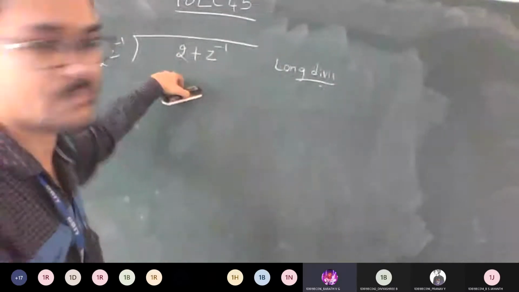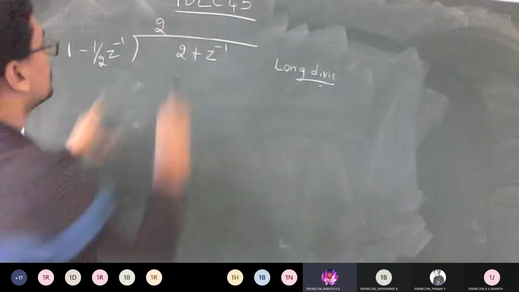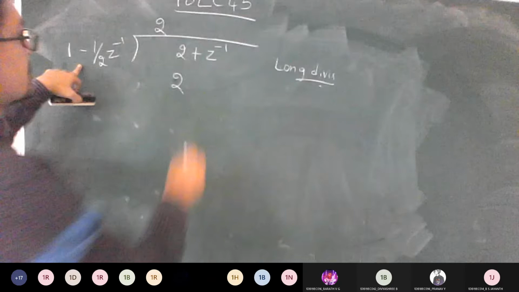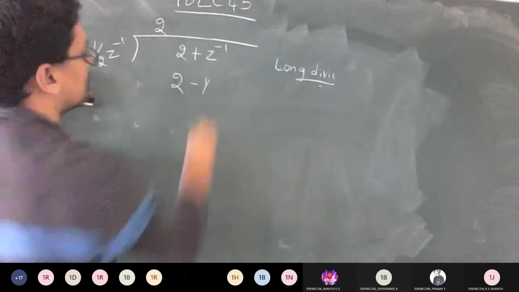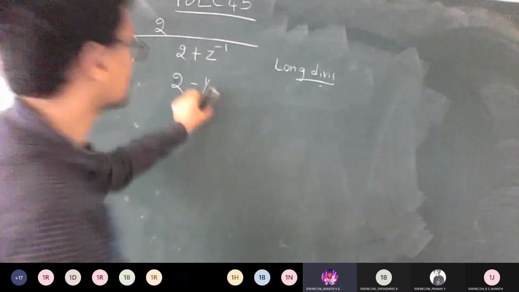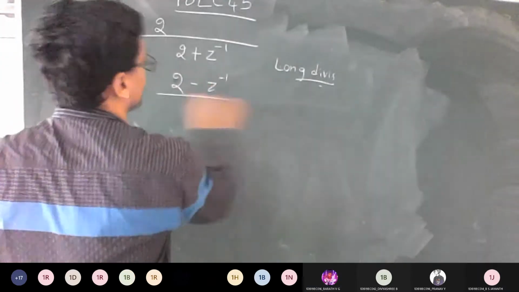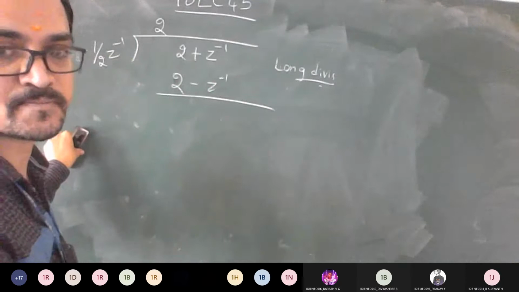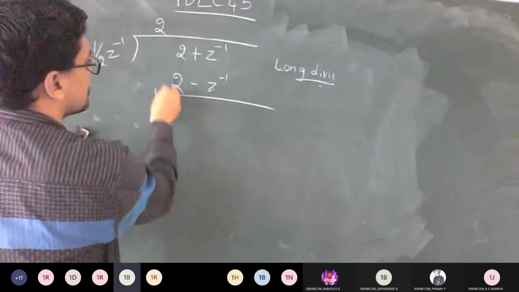2, sir. Good. So if I give 2 here, it is 2 into 1 is 2, and 2 into this is minus... it will be what? Is it 1 by 2, sir, or only z inverse? Z inverse, sir. Okay, then I should do subtraction or addition. Subtract. Here minus, here plus.